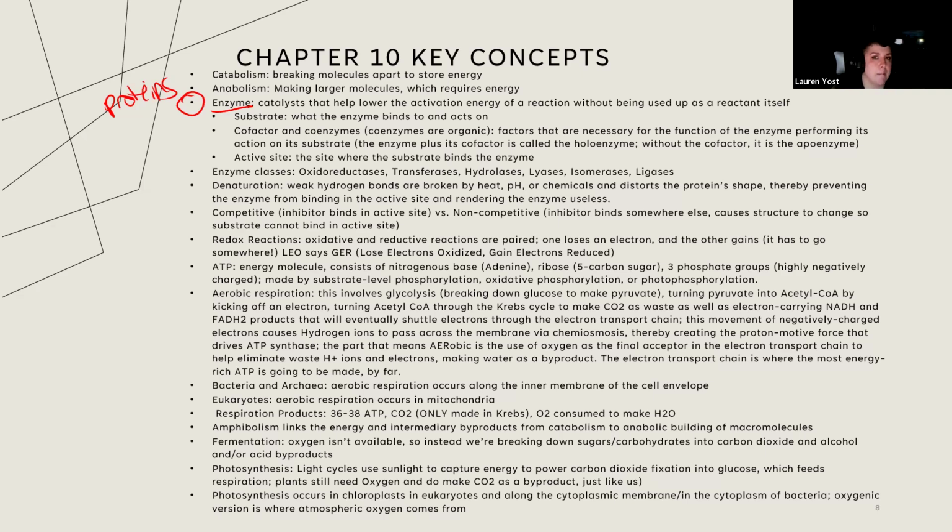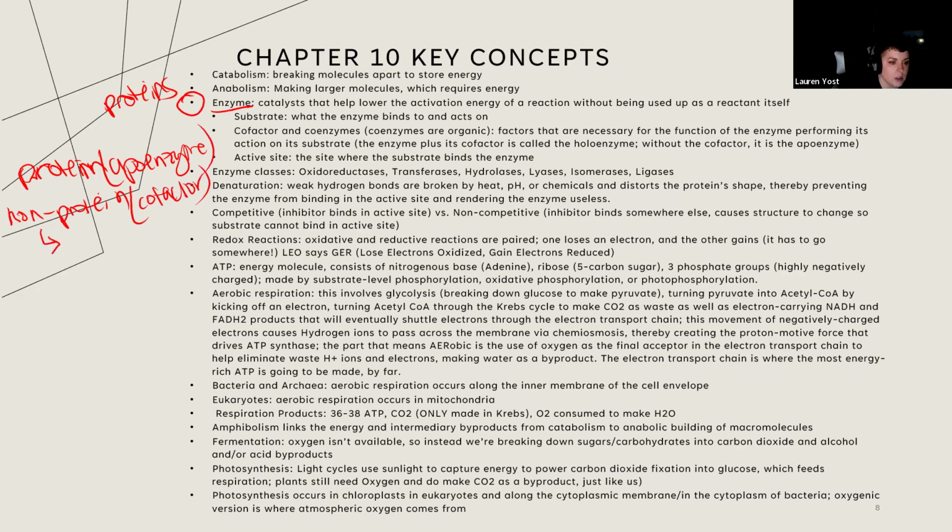The thing that the enzyme binds onto and acts on is called the substrate. Some enzymes consist of two parts, essentially. So you will have the protein part. This part is called the apoenzyme. And then you'll have the non-protein part. This part is always called the cofactor.